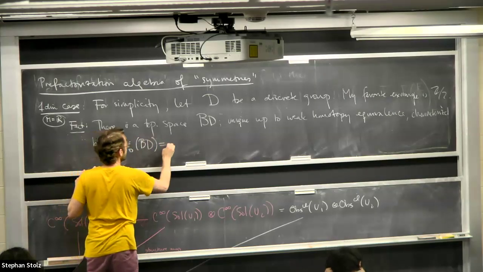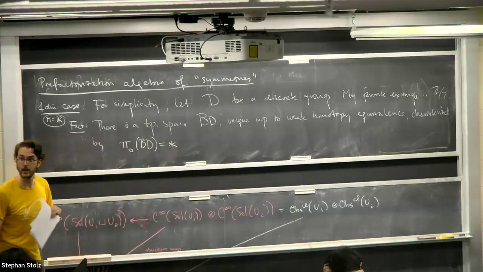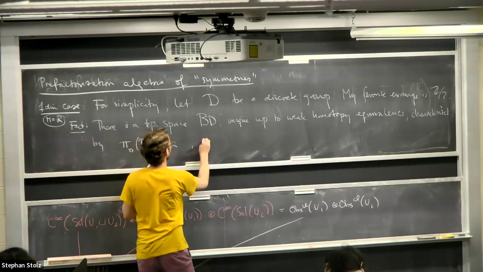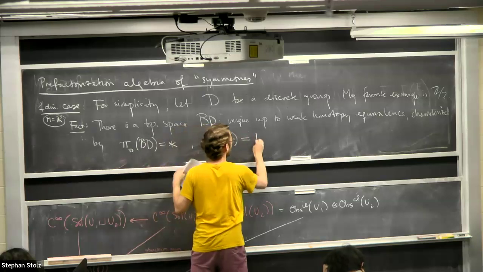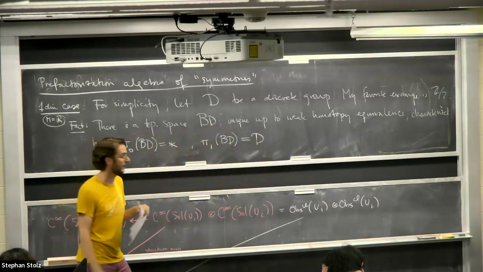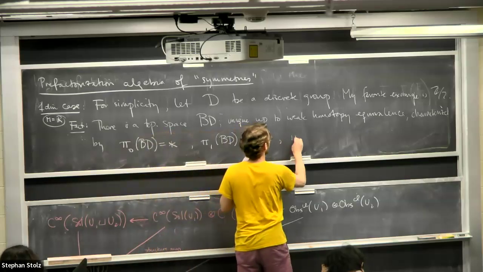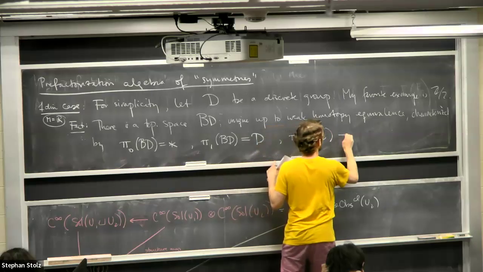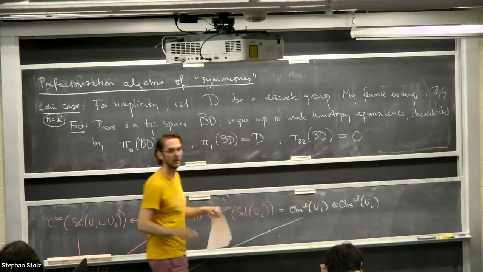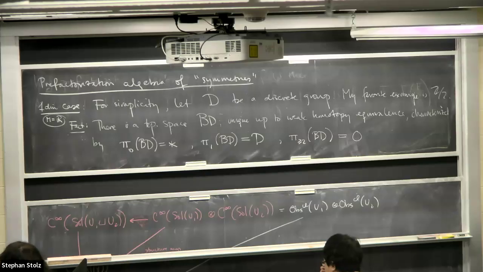It's going to be connected. The zeroth homotopy group is a point. Pi one of BD is going to be the group D again. And all the higher homotopy groups are going to be zero. There's only one interesting piece of homotopical information. Now, this space ends up being a kind of moduli space.